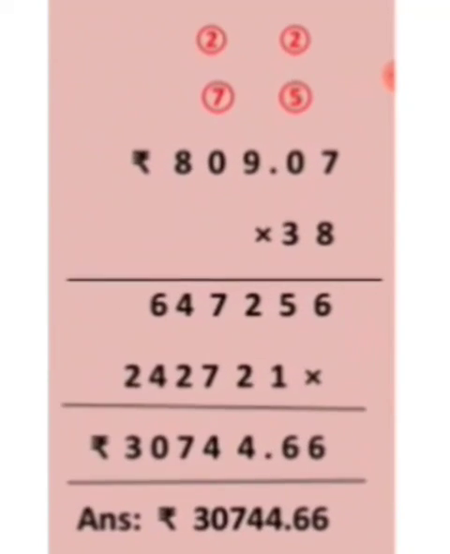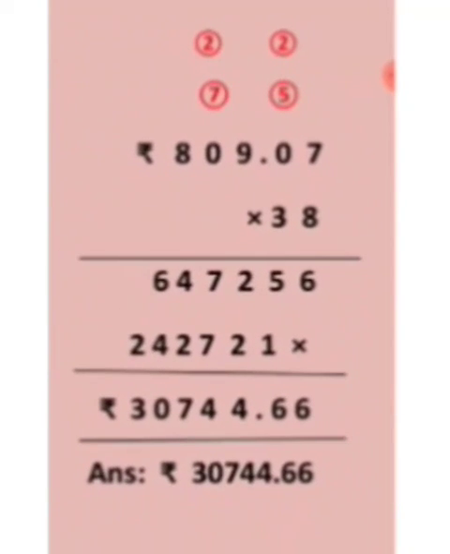Next one, that is also same. Actually this is a multiplication of the whole number 80907 multiply by 38. This work you will do fast. That means 80,907 multiplied by 38. Simple whole number multiplication you will do. Just 2-step multiplication you complete.